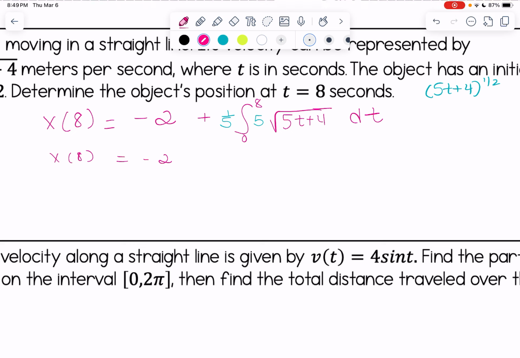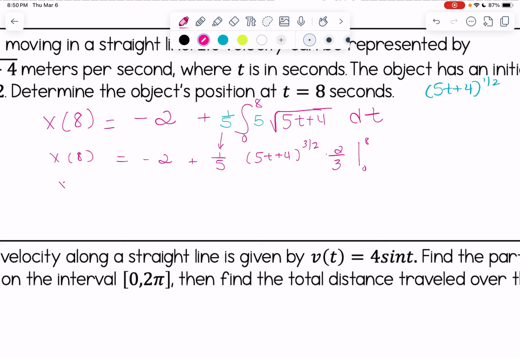So now simplifying this a bit, I'm going to copy down the 1/5. And now I'm going to find the antiderivative of the square root of 5t plus 4. That means that I'm going to take 5t plus 4, add 1 to the exponent, and multiply by that reciprocal. I could also divide by 3/2, but in the end, that's going to be multiplying by the reciprocal anyway. And we're going to be evaluating that integral from 0 to 8.